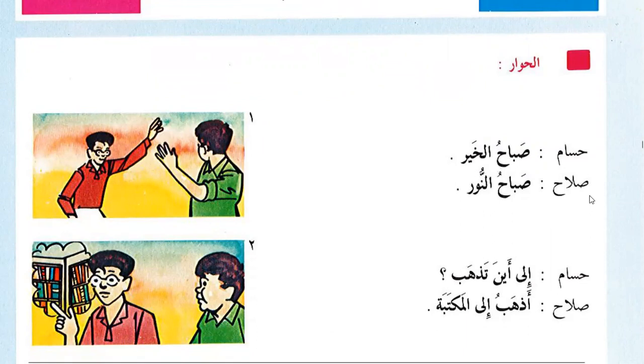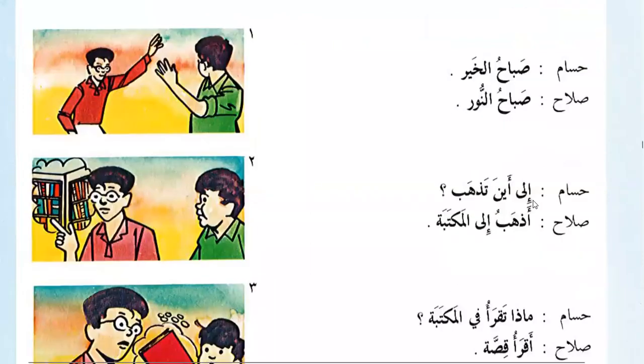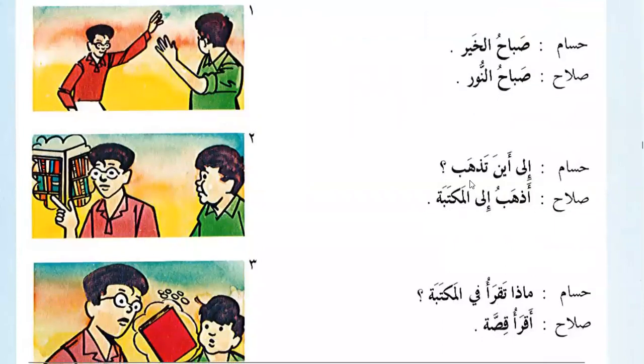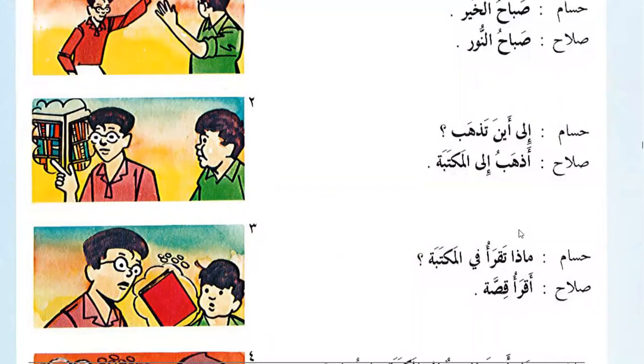Hassam: Sabah al-khair. Good morning. Salah: Sabah an-nur. It also means good morning and it is a reply to Sabah al-khair. Hassam: Ila ayna tazhab? Where? Aina means where. Ila means to. Tazhabu, you are going. Where are you going? Salah: Azhabu ila al-maktaba. I am going to the library.